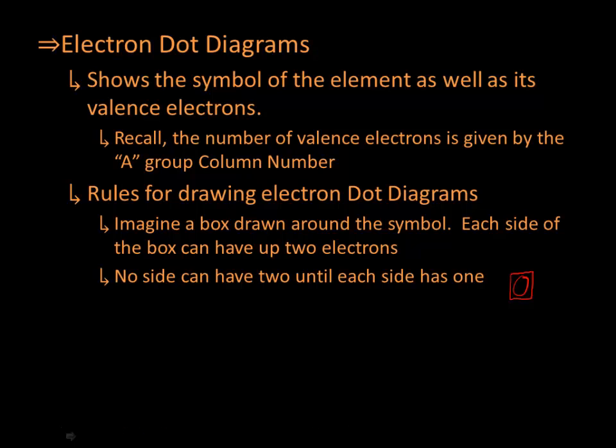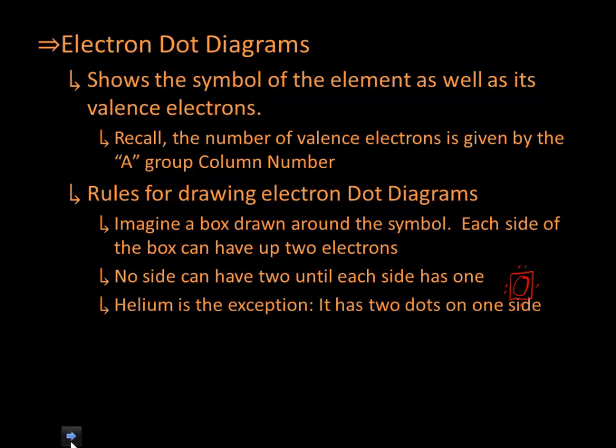Okay, so if I look at oxygen, if I grab the periodic table, I can see that oxygen is a group 6A element. I know I'm going to put 1 dot, 2 dots, 3 dots, 4 dots, 1 on each side, and then 5, 6. So I have drawn this oxygen atom with only its valence electrons around it. Okay? And remember, I didn't put 2 on any side until each side had 1. So I followed my rules.